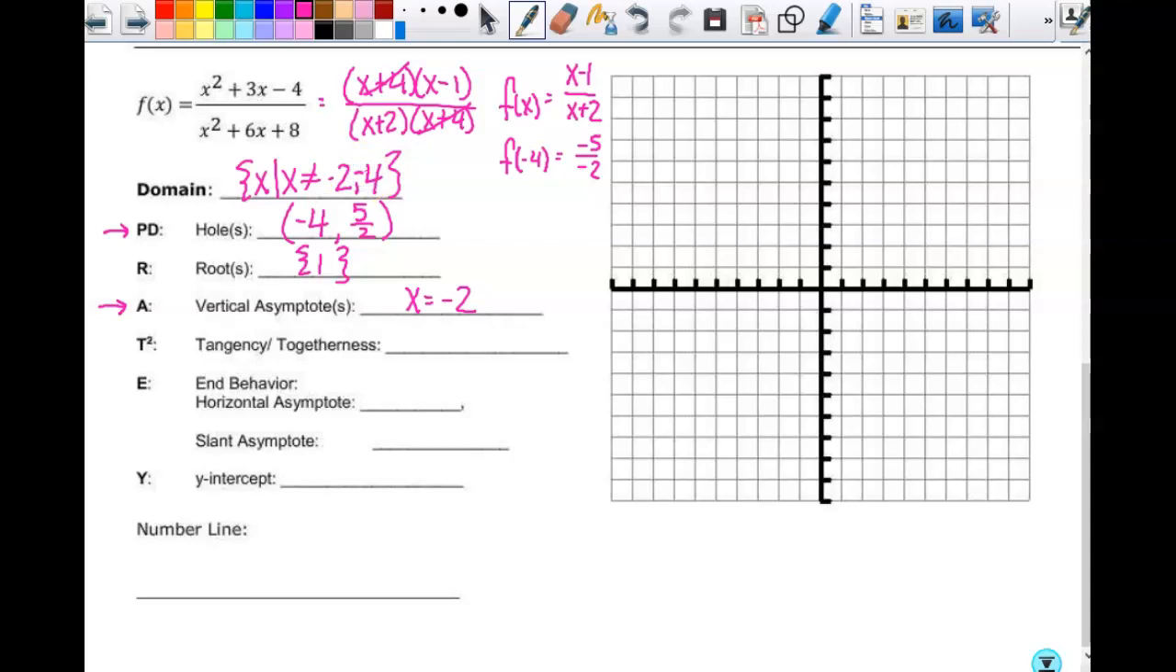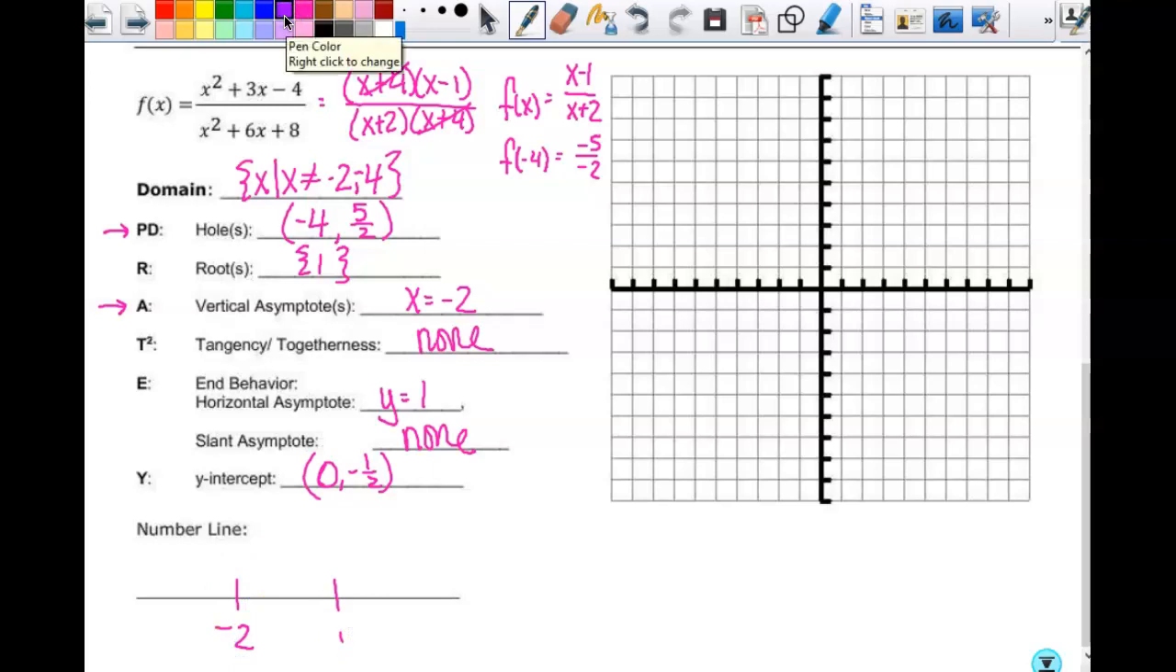All right, any tangents here, togetherness? That would be a no. They are tied in degree, so I have a horizontal asymptote of 1, and there is no slant asymptote. My y-intercept is going to be at 0, negative 1/2. On my number line, I'm going to put the 1 and the negative 2. So negative 2 and 1.